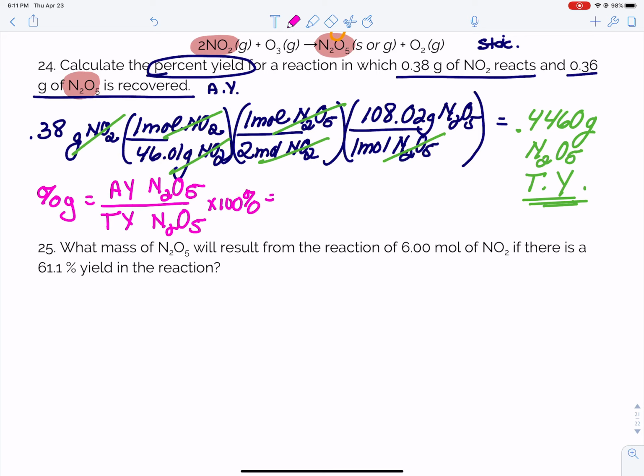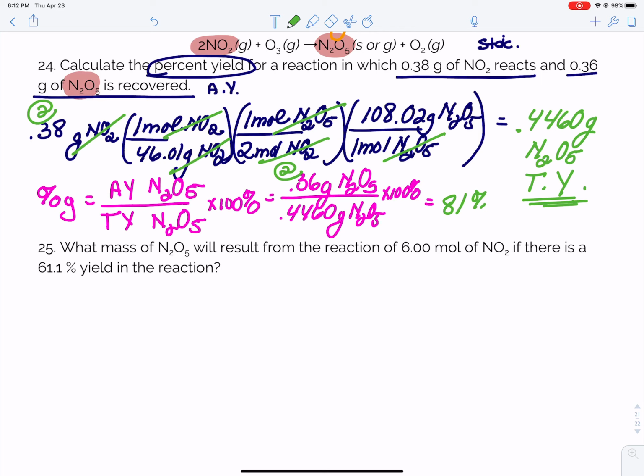The actual yield was given to me in the problem, 0.36 grams of N2O5. The theoretical yield was 0.4460 grams of N2O5, and then, of course, multiply by 100%. Divide, multiply by 100. In this case, of all the numbers that I have, the lowest is 2 significant figures. So I'm going to round this off to just 81% as the yield for that problem.